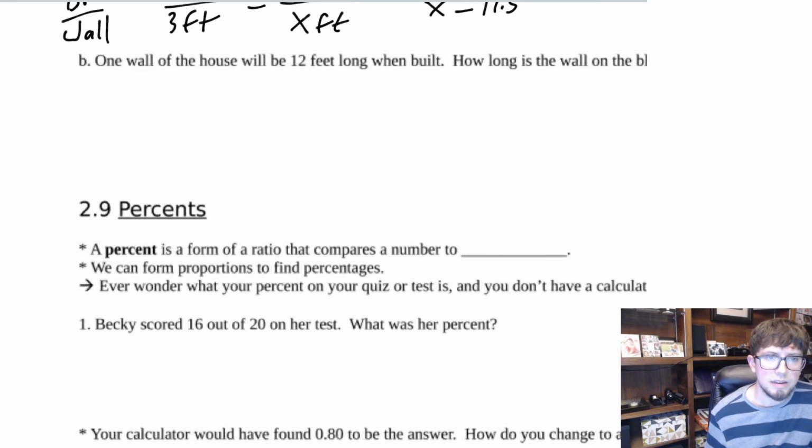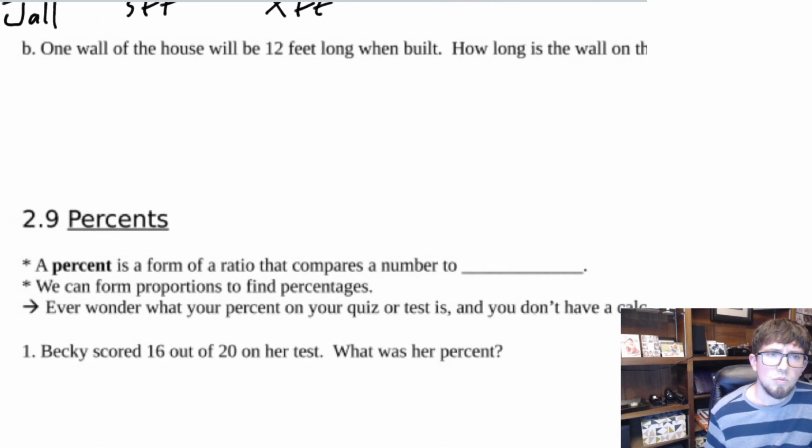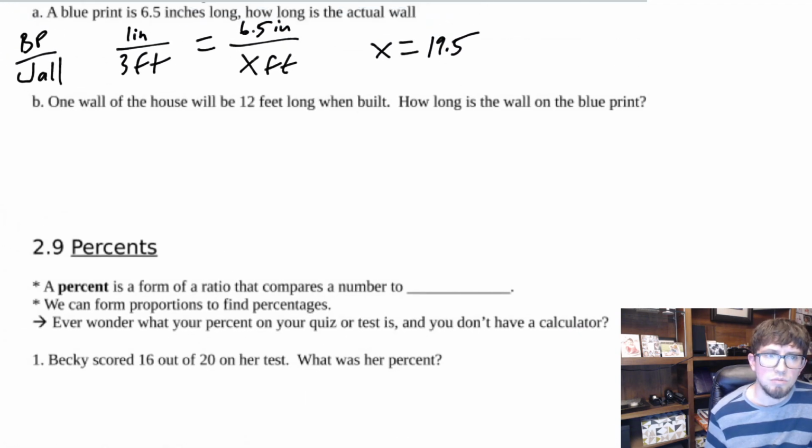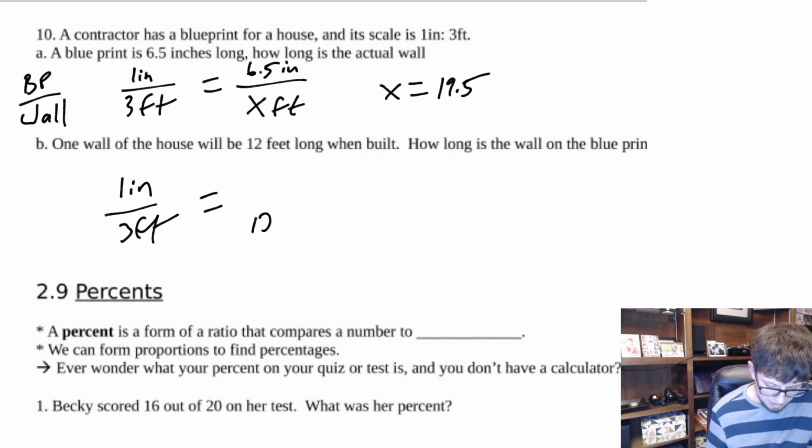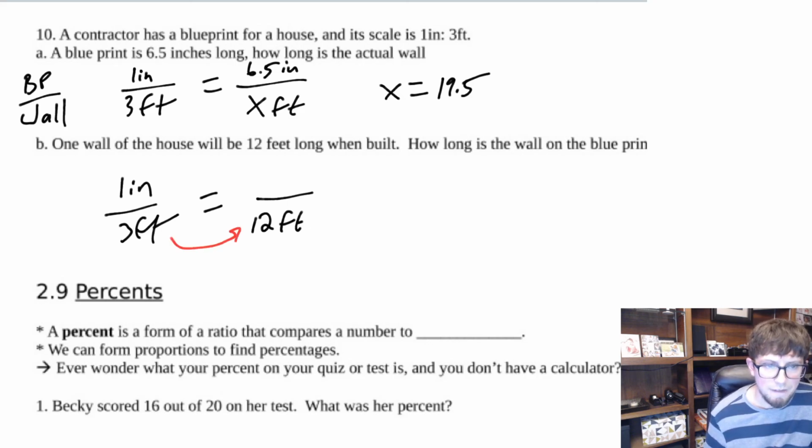I just cross multiplied. Next up, one wall of the house will be 12 feet long when built. How long is the wall on the blueprint? So I do the same thing. 1 inch per 3 feet is equal to, but now I'm going to put 12 feet on bottom. And I could cross multiply, but I'm just noticing, how do you get from 3 to 12? You multiply by 4. So I could just jump straight to the answer. I could write x and cross multiply, or I could just say 4 inches for 12 feet.